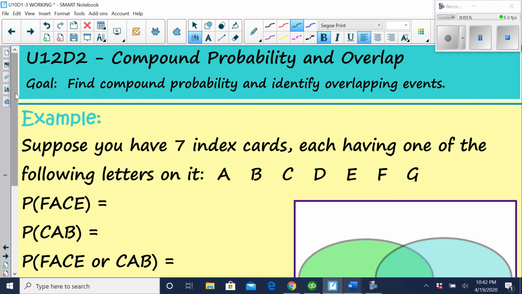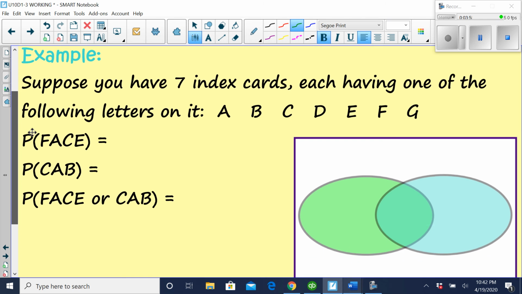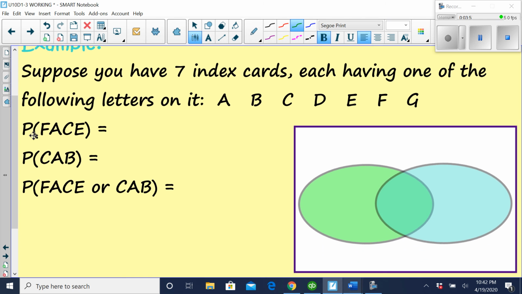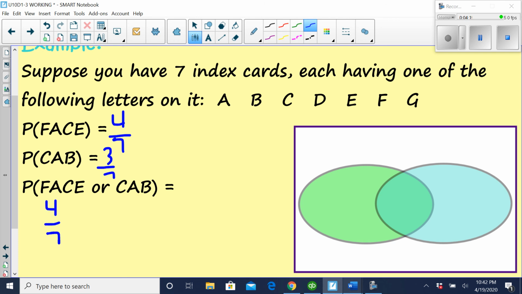Suppose you have 7 index cards, each one having the following letters on it: A, B, C, D, E, F, G. It says, what's the probability of drawing an F, an A, a C, or an E? Well, my probability would be 4 out of how many letters? 7. What's the probability of drawing a C, an A, or a B? Well, that would be 3 outcomes out of 7. Here, if I said FACE, that would be 4 out of 7. Or means I need to add them. CAB would be 3 out of 7.